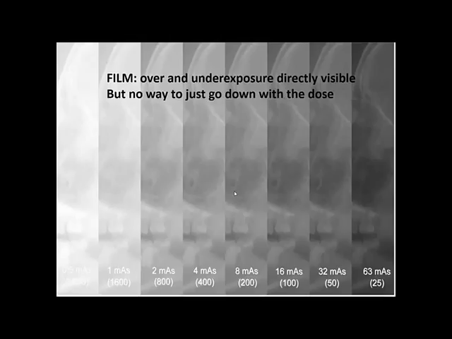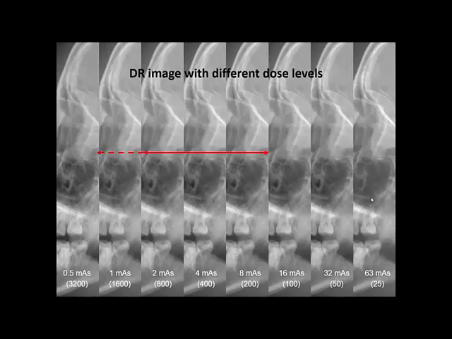Here's an example. This is conventional film, where you see on a normal dose we have a certain value of contrast and brightness. On film, what happened if the dose got lower is that the film gets more bright, underexposed, and if the dose was too high, the film gets darker, overexposed. On DR technology this does not happen anymore. On DR technology every dose level creates the same contrast and brightness impression.